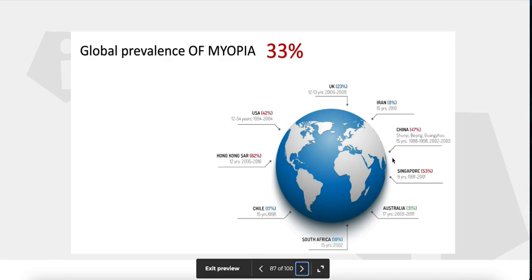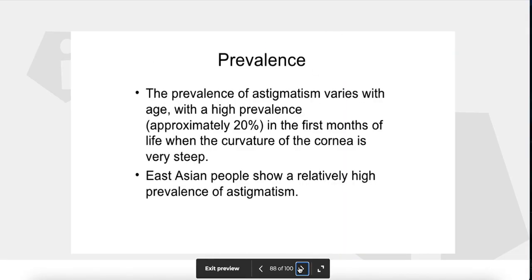It is more common in the eastern part of the world, more in China and Singapore, while the prevalence of astigmatism is about 20%, and it differs with age, as it is highest in the first months of life, as the curvature of the cornea is very steep, while again the Asian population shows relatively high prevalence of astigmatism.